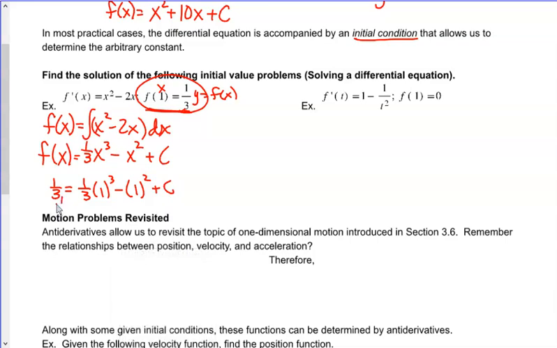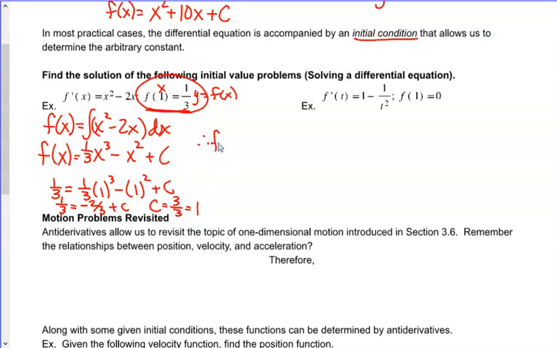Now, let's simplify. I'm going to keep this as 1/3. Now this becomes 1/3 minus 1. 1/3 minus 3/3 is a negative 2/3 plus c. And then I can solve for c by getting rid of this. Well, if that's a minus, I'm going to add it to the other side. So c is equal to 1/3 plus 2/3 is 3/3, which is equal to 1.